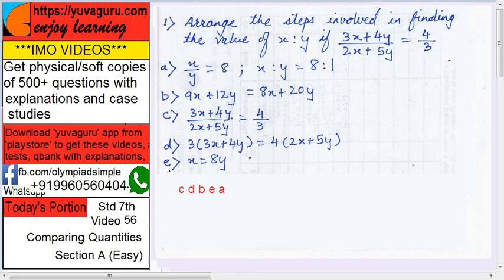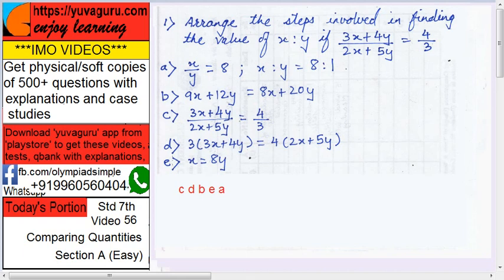Then E is what? Take all x on one side, all y on the other side. So x this side, so it becomes 9 minus 8, that is 1x, and 12 on this side, you get 20 minus 12 equals 8y. So E is the next.